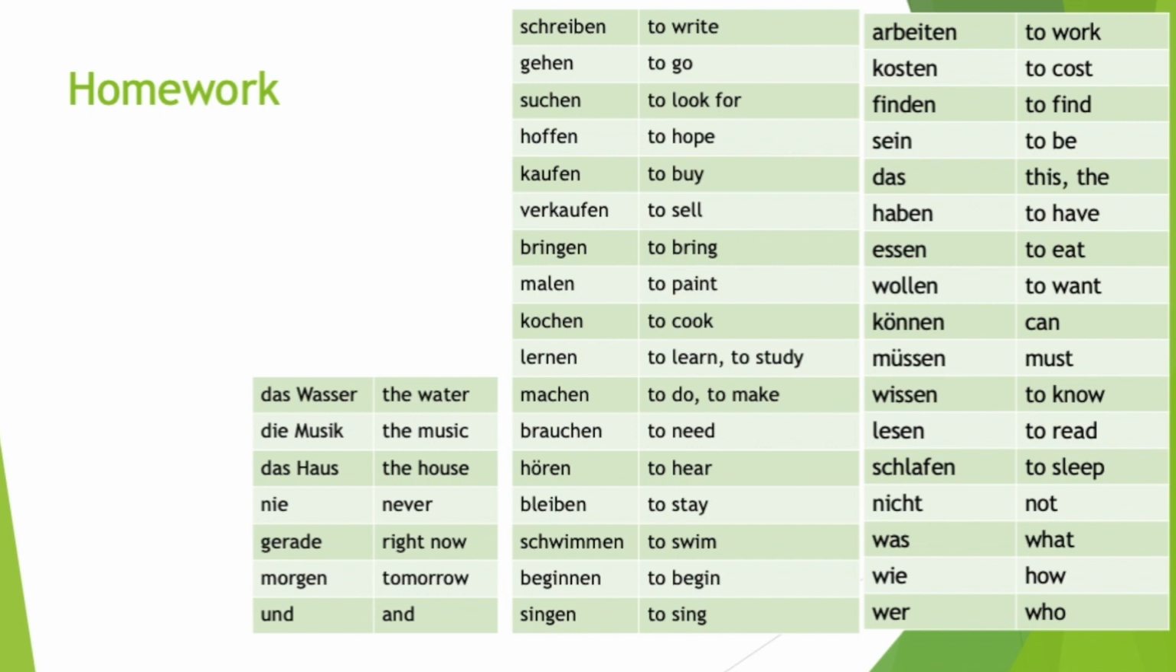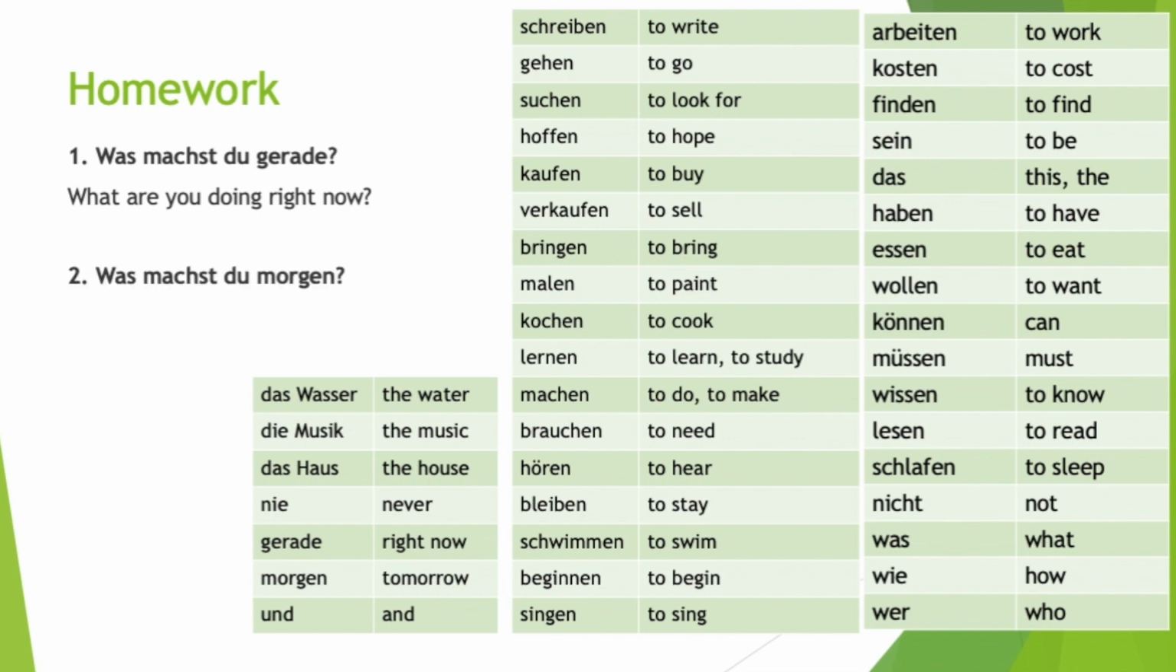I want you to put that homework in the comments below and I'll correct everything. So for this homework, please answer 2 questions. The first one is, was machst du gerade? What are you doing right now? And the second question is, was machst du morgen? What are you doing tomorrow? To help you out, I've put all the vocabulary we've learned so far in the 2 videos on screen. So pause it and you'll have everything you need.